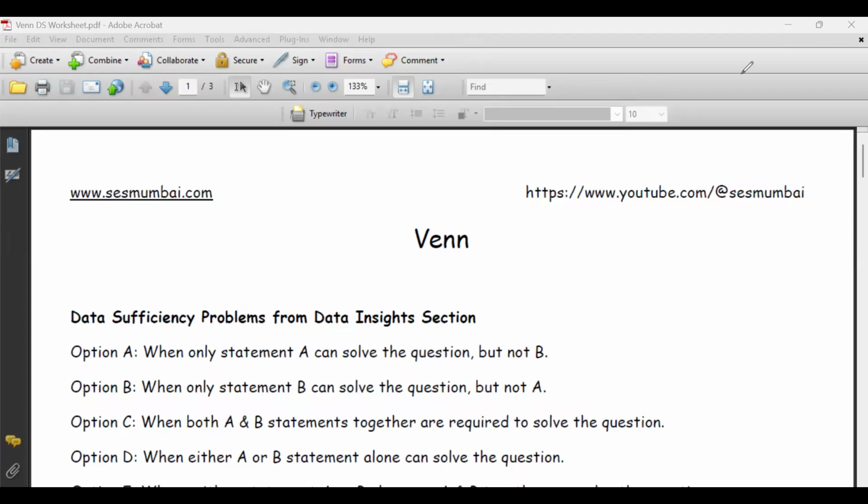Hi, this is the data sufficiency worksheet, topic Venn. We're going to discuss the grid method, two circle Venn questions, and three circle Venn questions.